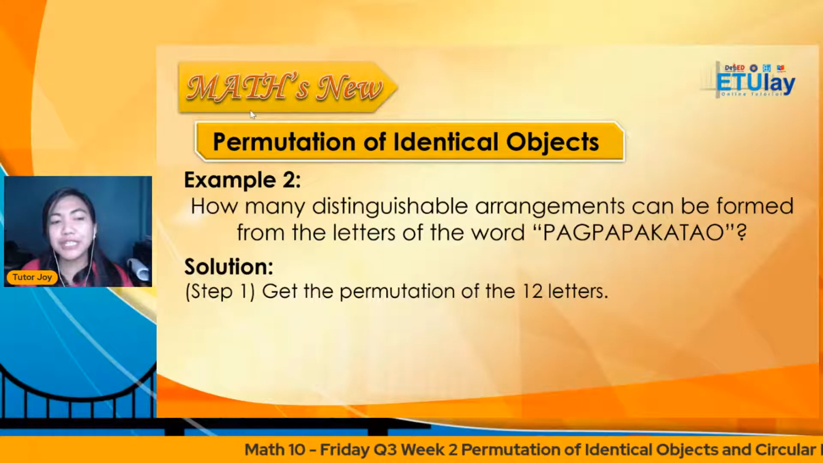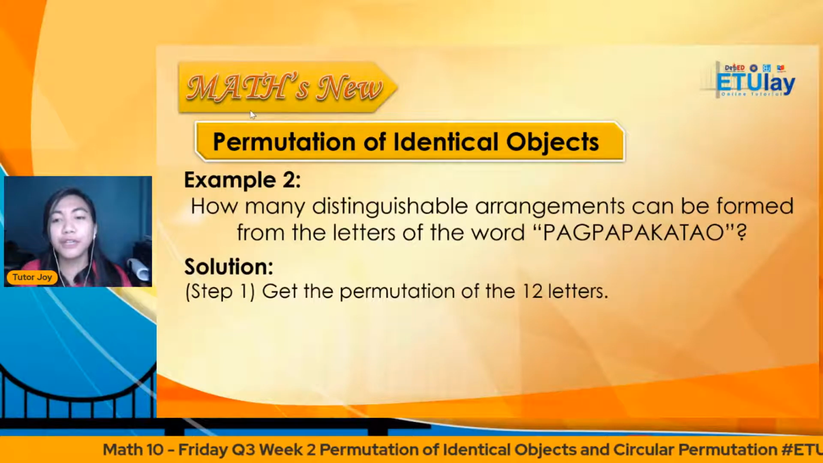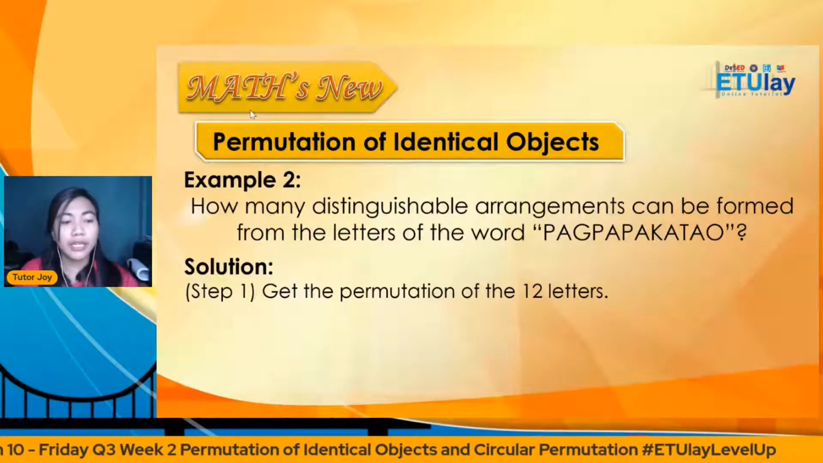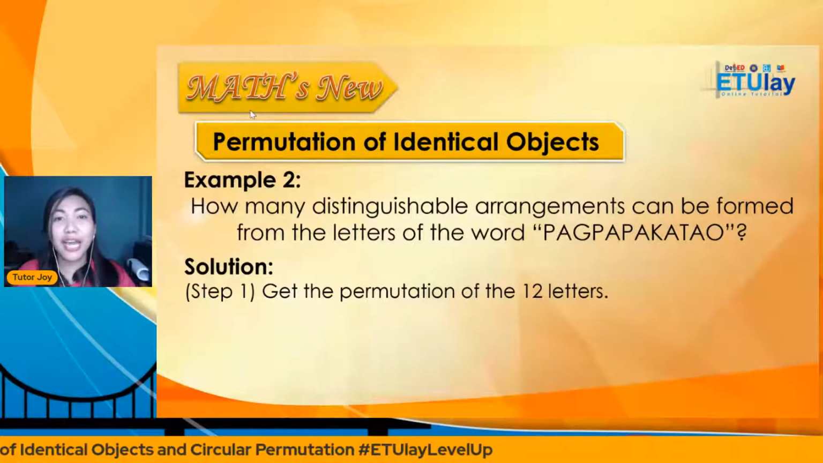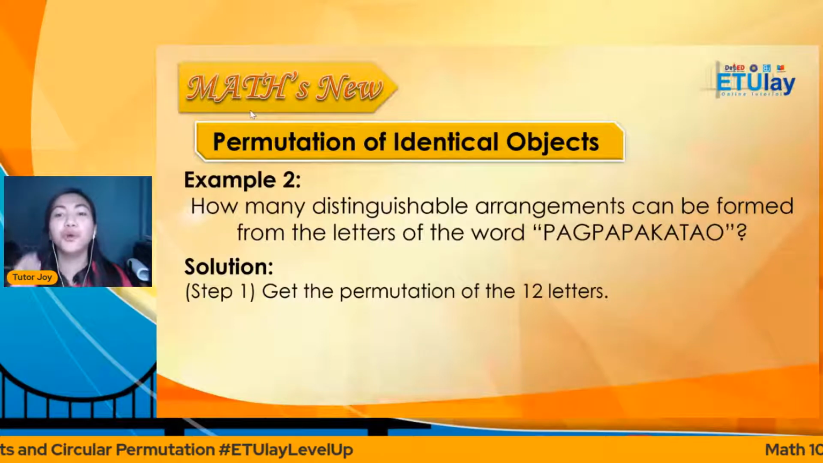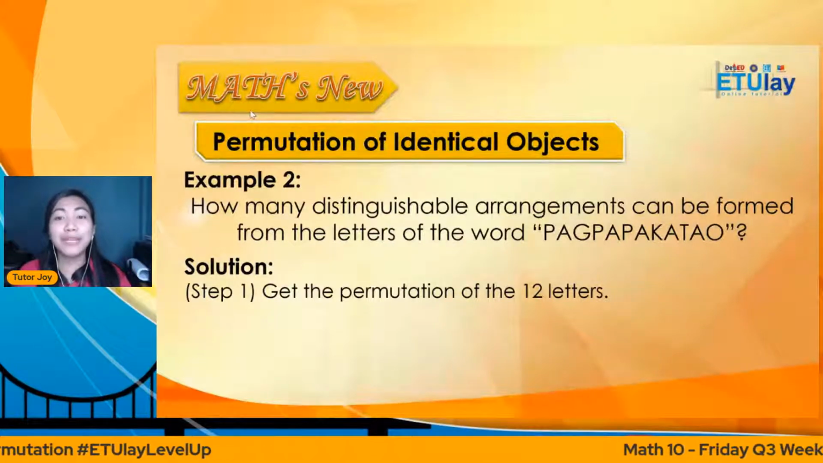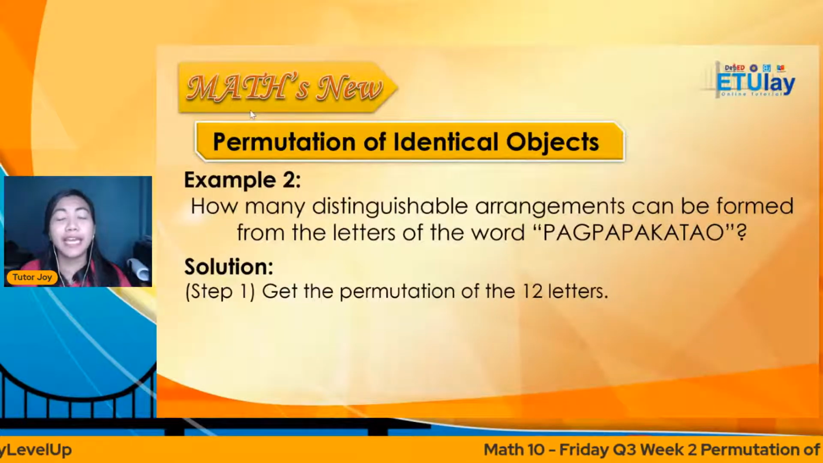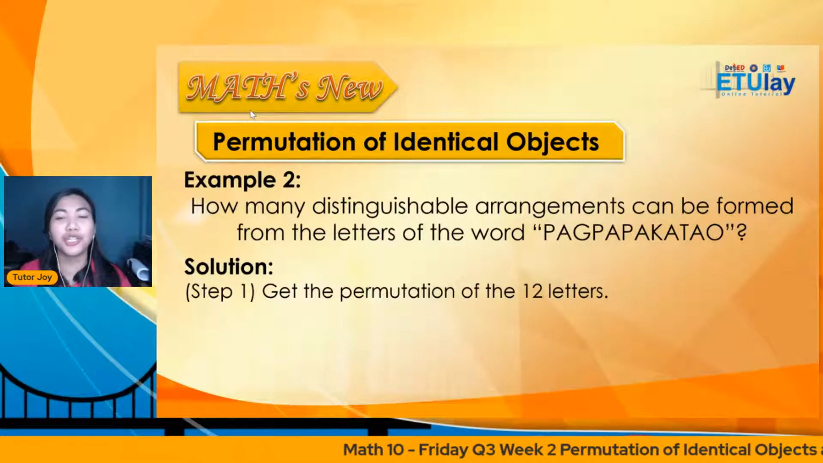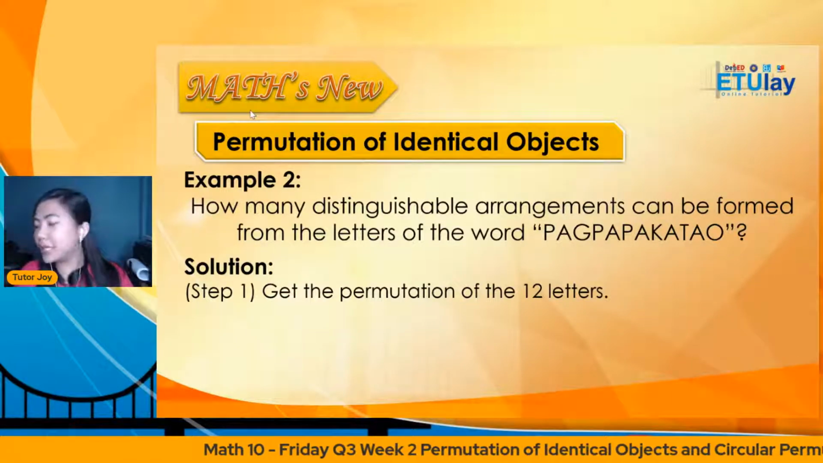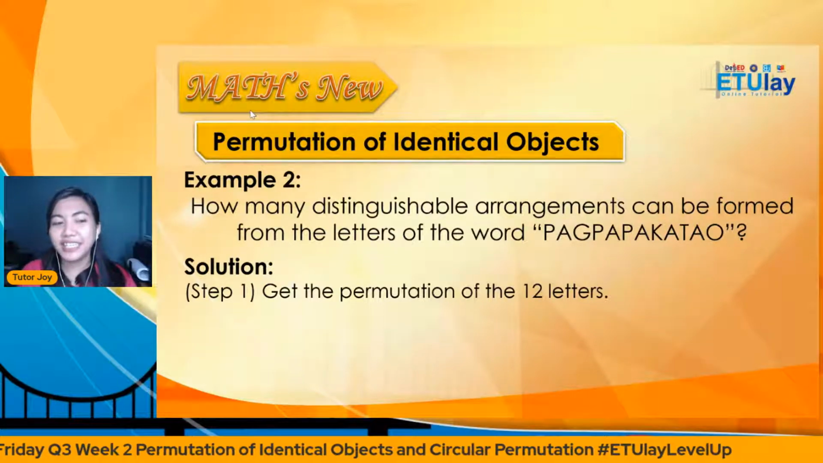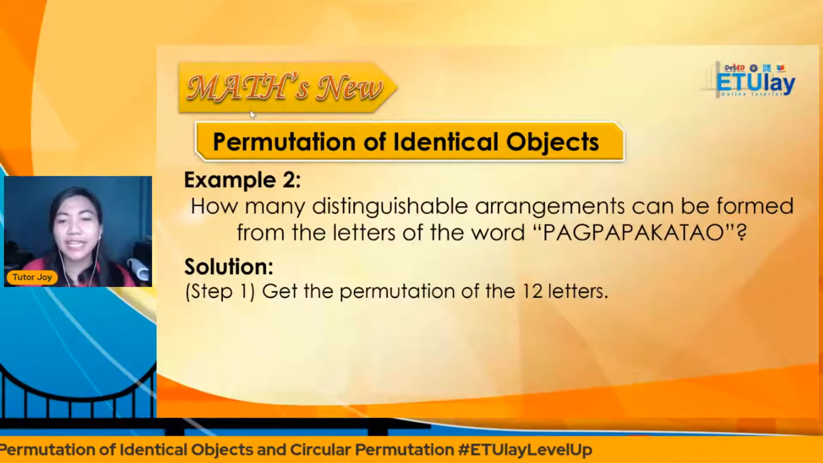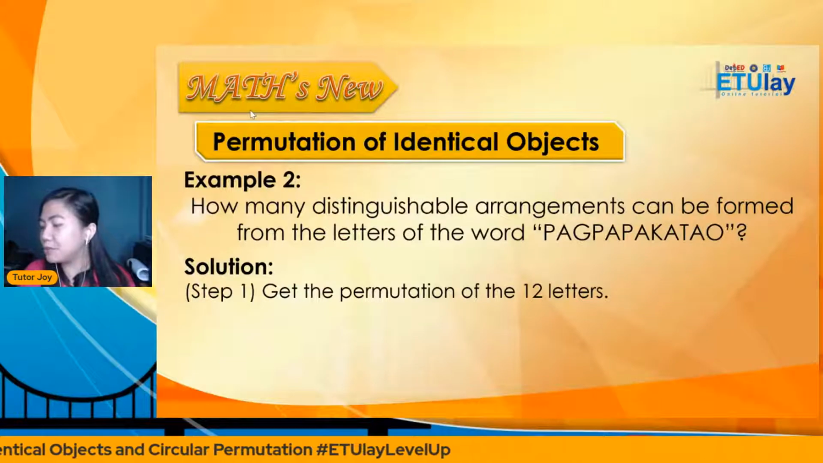Sabi nga natin, first step is to get the permutation of the letters in this word. Now, why is it 12 letters? Dahil meron tayong 12 letters na bumubuo sa word na pagpapakatao. P-A-G, P-A-P-A, K-A-T-A-O. There are 12 letters. But can you observe if there are identical objects here? Sige nga, in our comment section, mathletes, anong letters ang nauulit?